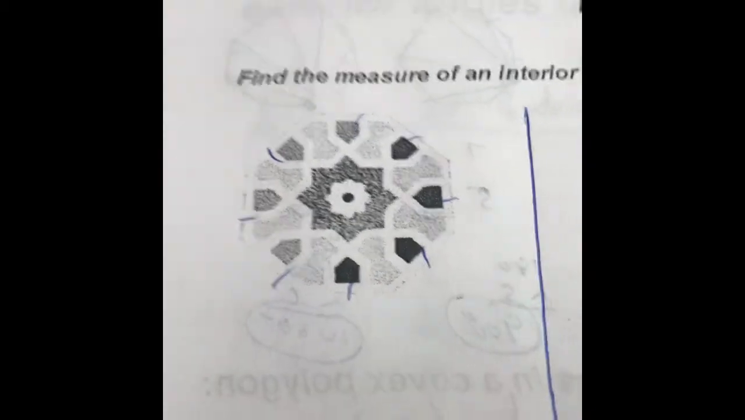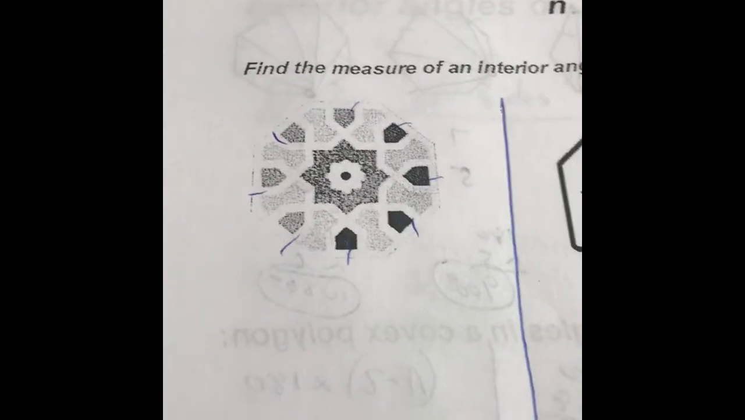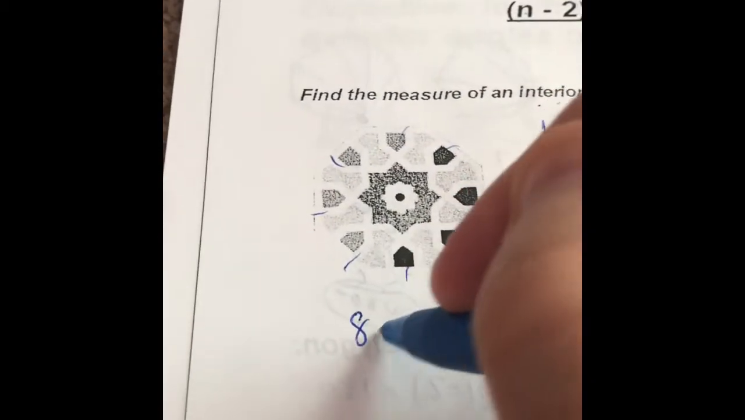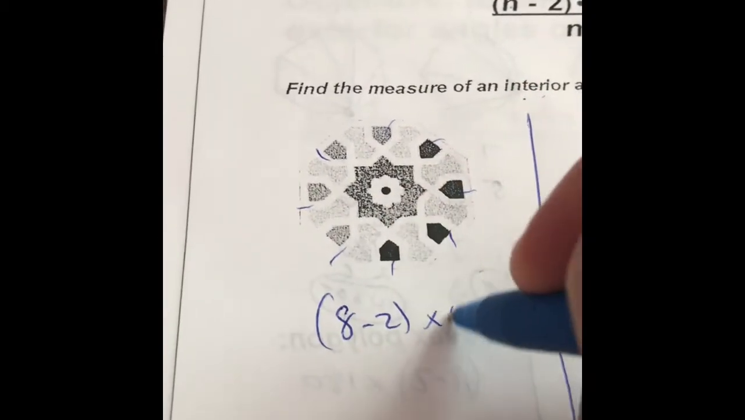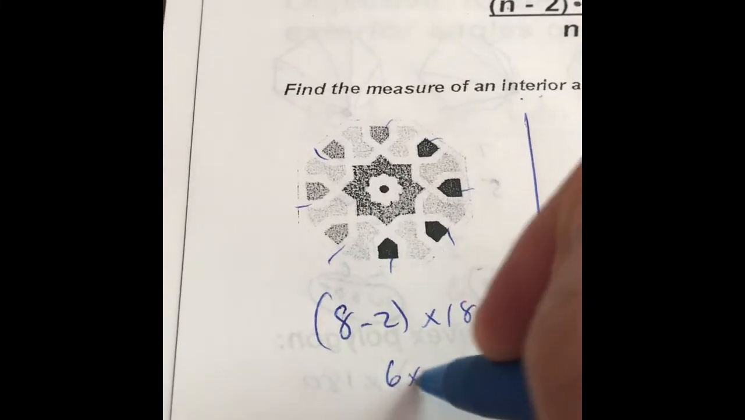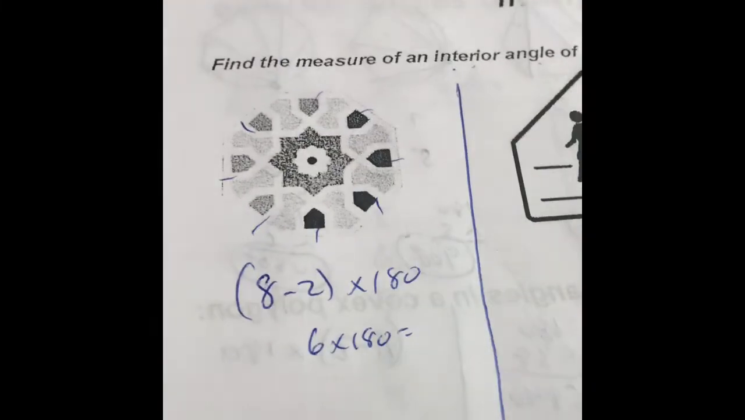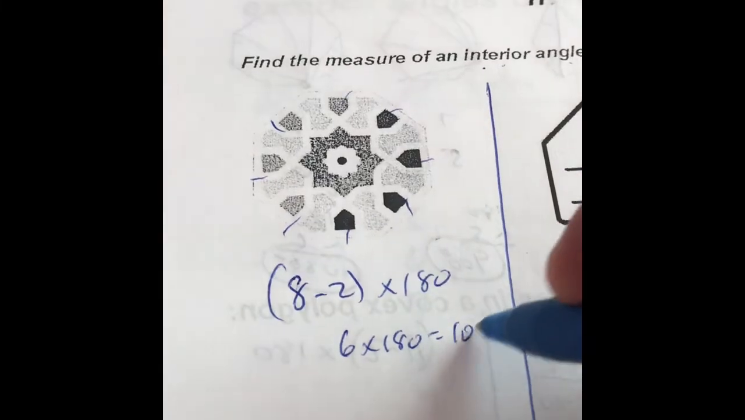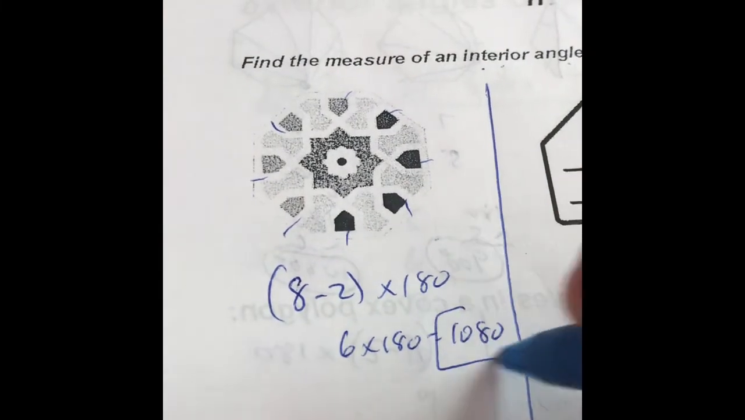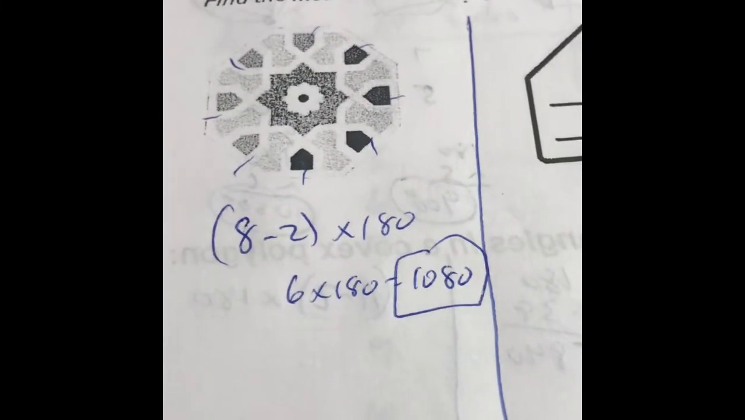All right, in this example, we've got 1, 2, 3, 4, 5, 6, 7, 8. That is a regular octagon. Kind of looks like a stop sign, right? So what we're going to do is find the measure of one interior angle. The first thing you're going to do is say 8 sides minus 2 times 180 is 6 times 180. And we did that on the last page. 6 times 180 is 1,080. So there are 1,080 total degrees in that shape.